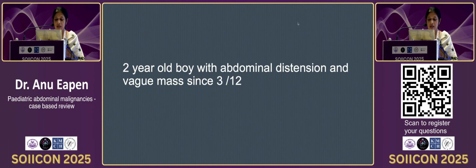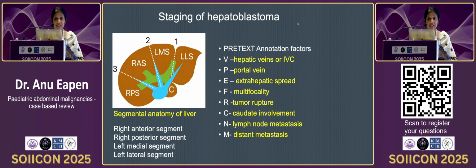So moving on, this is the PRETEXT. The annotation factors are also important. You have to look at each of these separately and say whether they're present or not. V is for the involvement of hepatic veins, IVC. P, portal vein. There is also extrahepatic spread, multifocality, so the list is there. Caudate lobe and lymph node involvement is also included in the annotation factors. They do not come into the main PRETEXT group.